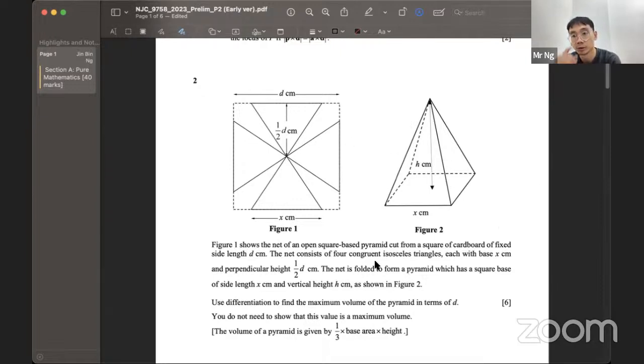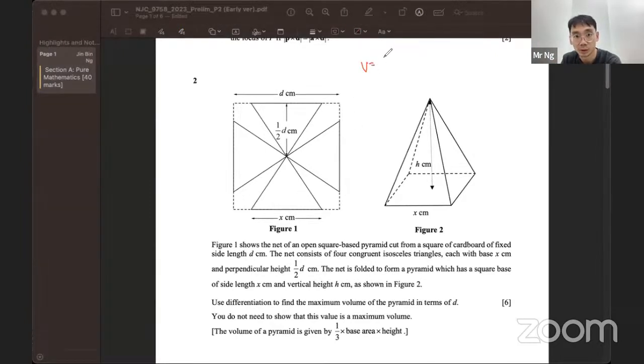Okay, so maximum volume, so you definitely need to differentiate something. What we know here is that D is fixed. X is variable, height will also be variable, because it depends on how you cut the paper. The cardboard is fixed, but how you cut is variable. Volume of pyramid equals 1/3 base area times height. You don't need to show that. So now it's about relating X and H.